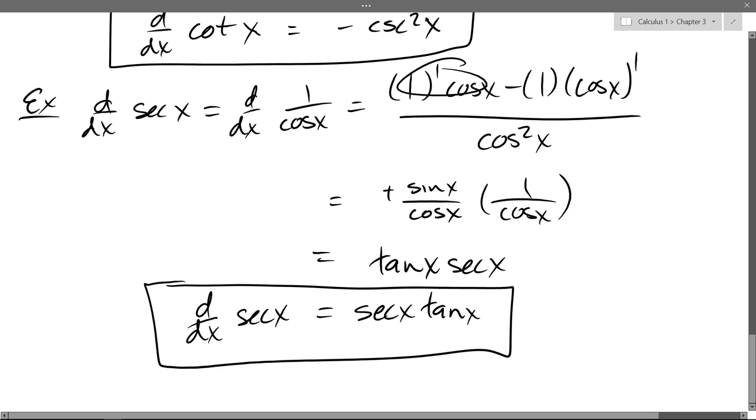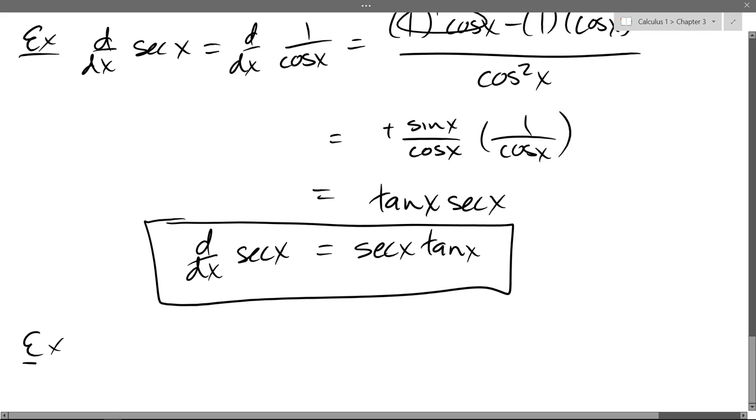Last up, we're going to go cosecant. Oh, all right. So I'll just write this down. So that's good practice. We'll do it in class, but we'll do it quickly in class tomorrow. It's a good one to go practice.